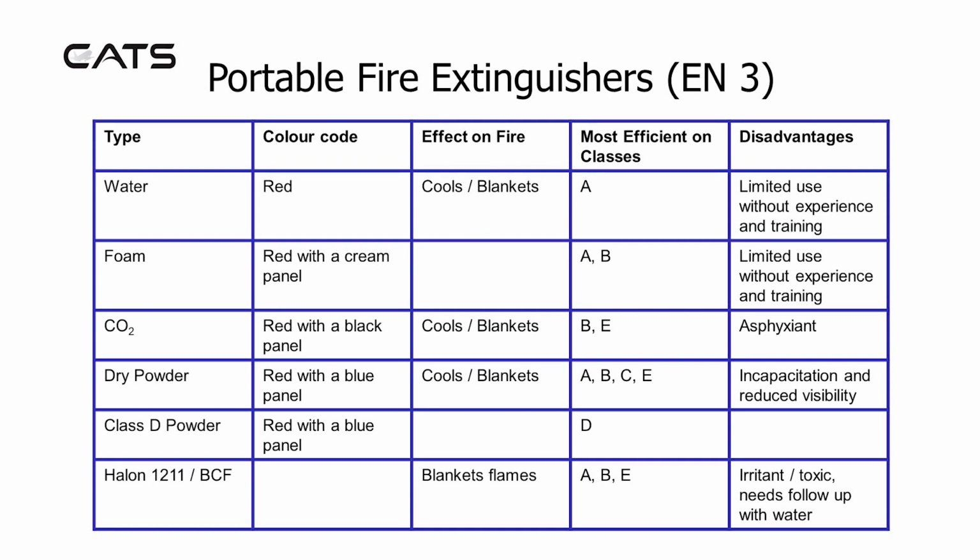Dry powder extinguisher has a red with a blue panel. It blankets and cools and is suitable for A, B, C and E fires. The disadvantage is it's incapacitating and reduces visibility. A Class D powder is red with a blue panel and is used for Class D fires. Halon blankets flames and is most efficient on A, B and E fires. The disadvantages are it's irritant and toxic and needs follow-up with water.